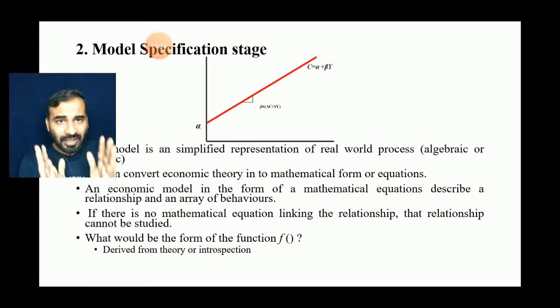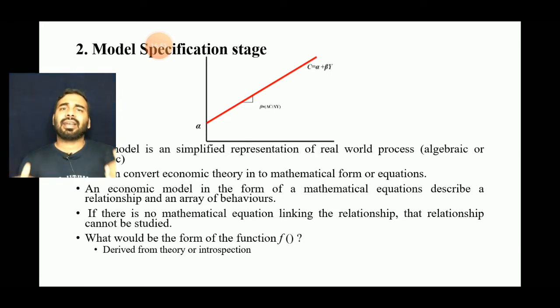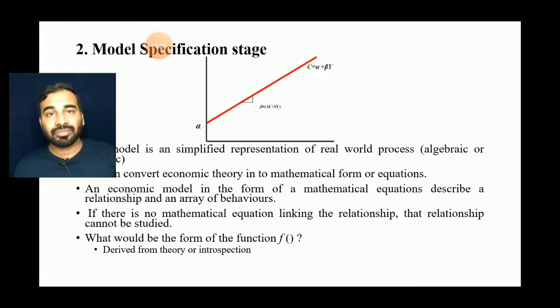So we are deriving the functional form of this model from our theory. Theory says that it is linearly related. So we know that the equation will be a straight line equation, or a linear equation. Suppose you estimate the cost function, what will be the function?